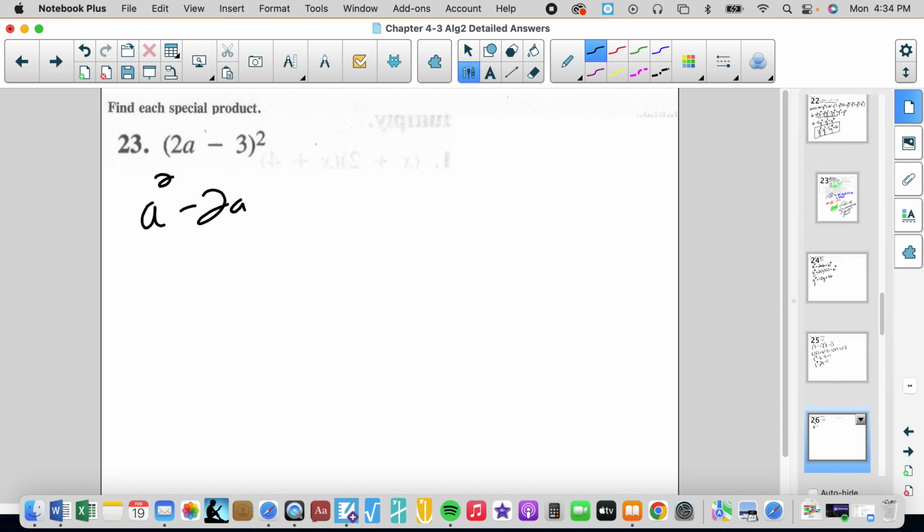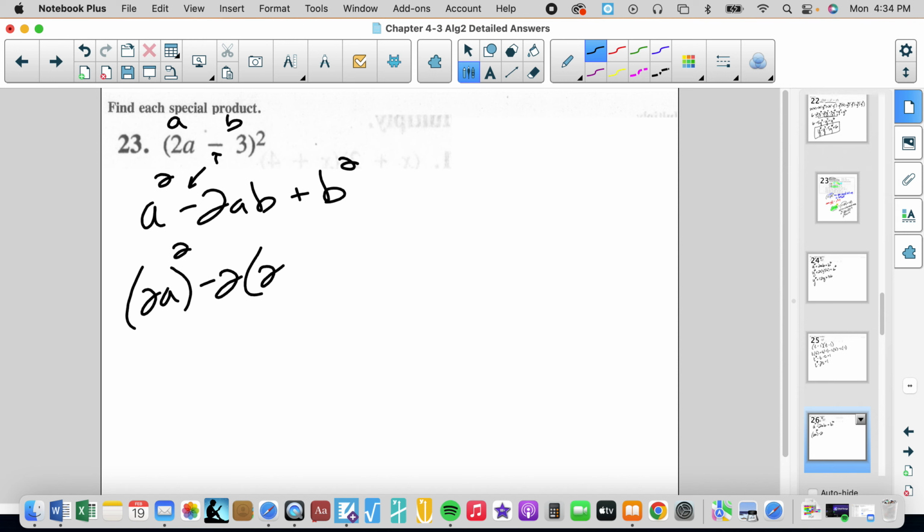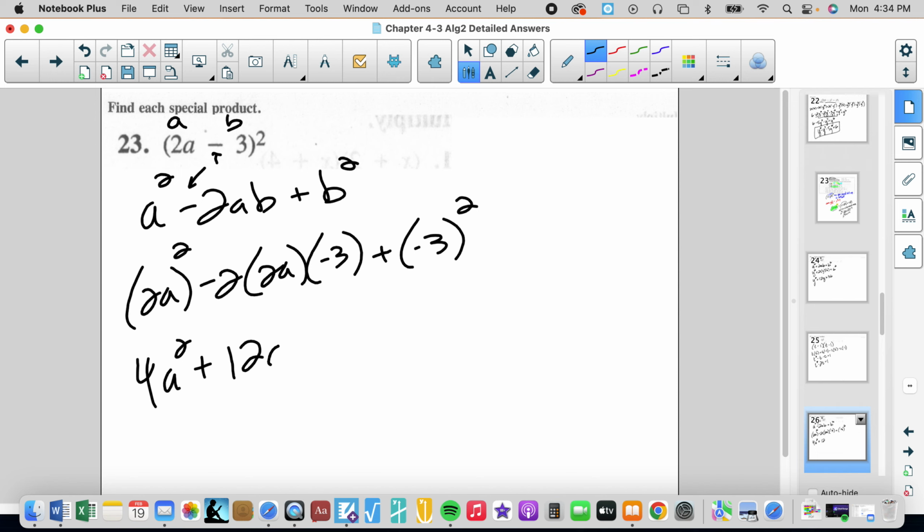It's going to be minus 2ab because that is a negative. That's always going to be that sign. Plus b squared, where this is my a and this is my b. So I have 2a, which is my a squared, minus 2 times my a times my b plus my b squared. Super easy, 4a squared, minus 12a plus 9.